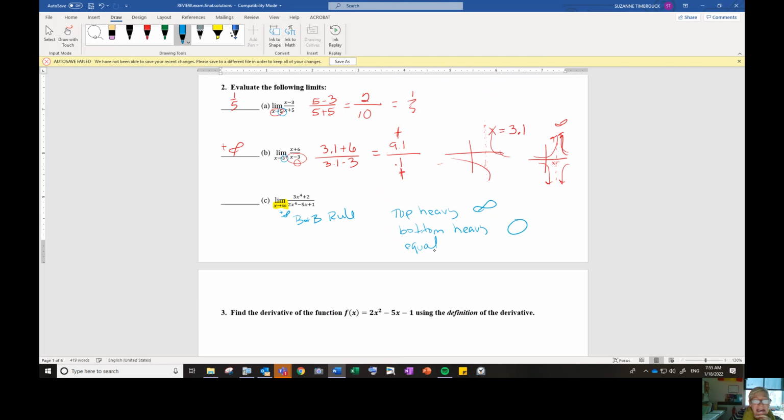And if they're equal powers, you're going to find the ratio of the coefficients. It's a 3x to the 4th on top and a 2x to the 4th on the bottom. That means 3 over 2 is your asymptote. So we're heading to 3 over 2 or 1.5. Please just call it a fraction.